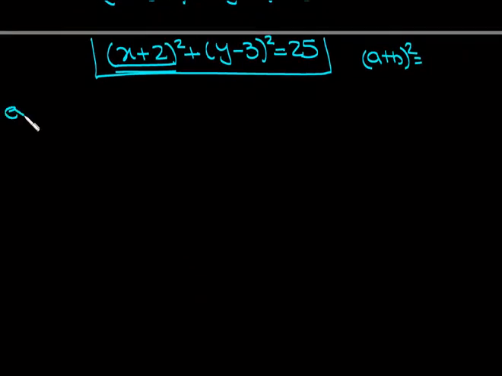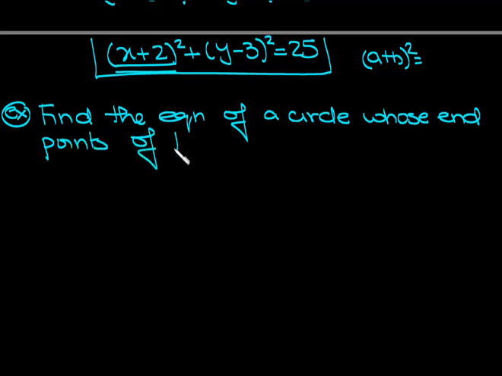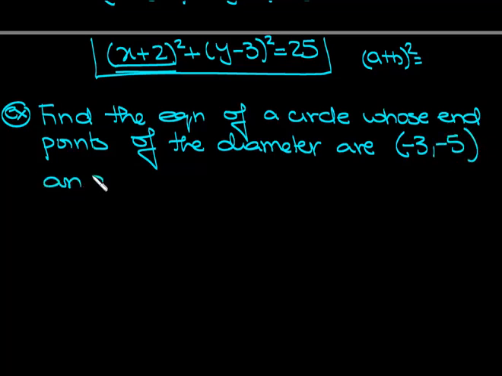Let's take a look at a little bit harder problem. So let's say, find the equation of a circle whose endpoints of the diameter are (-3, -5) and (6, 7). Okay, so let's just take a look at it.